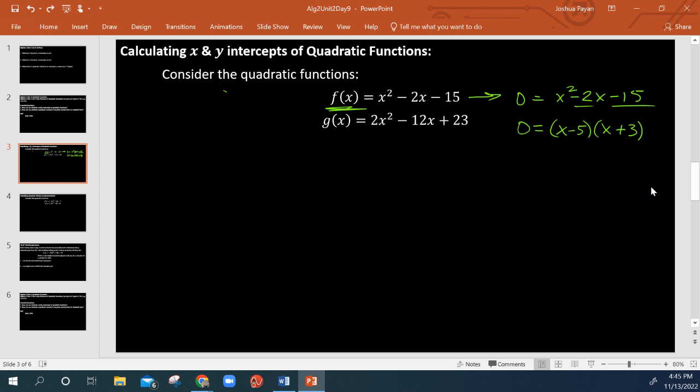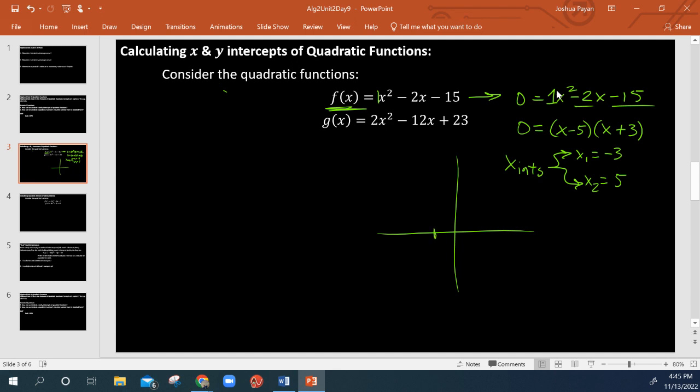Okay, this, of course, means that our x-intercepts must happen at negative 3 and at positive 5. Okay, and we know because our a term here is a positive 1, right? We could say this is a positive 1 here, that it opens upwards. And we know now where it's going to cross paths with the x-axis, namely at negative 3 and positive 5.